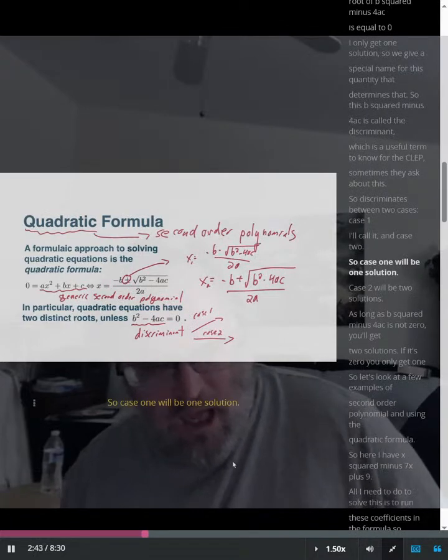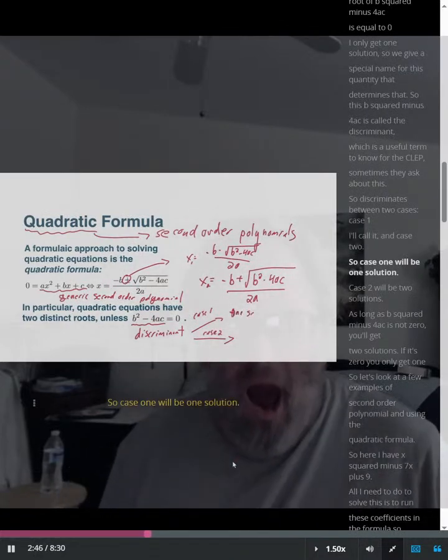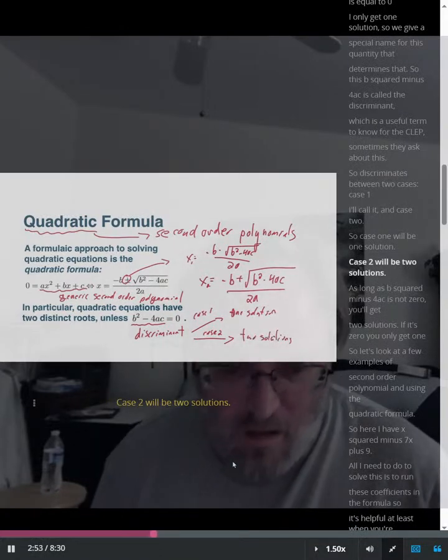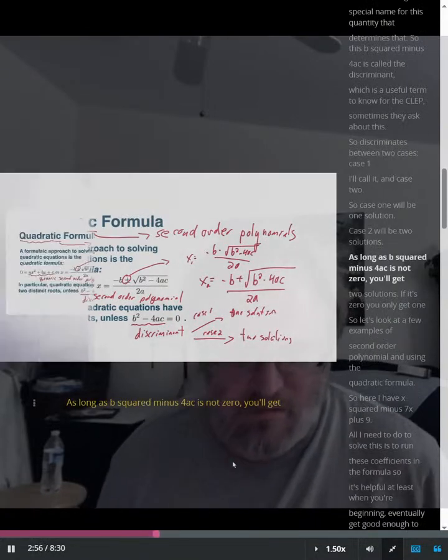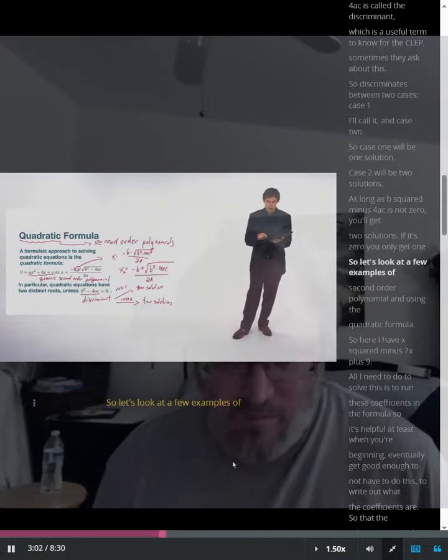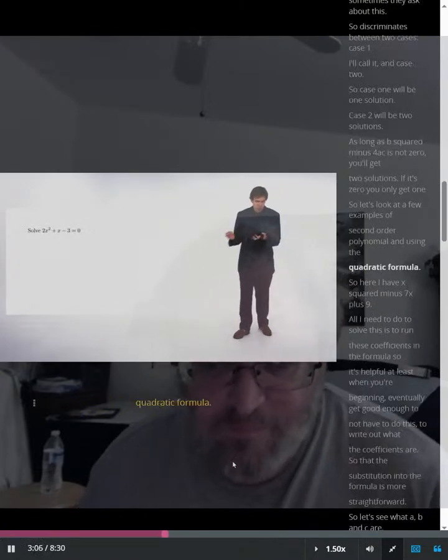Case 1 will be one solution. Case 2 will be two solutions. As long as b squared minus 4ac is not 0, you'll get two solutions. If it's 0, you only get one. So let's look at a few examples of second-order polynomials and using the quadratic formula.